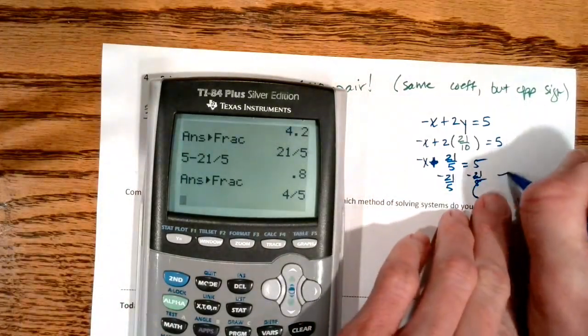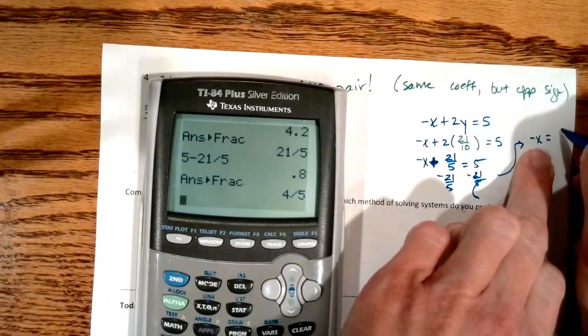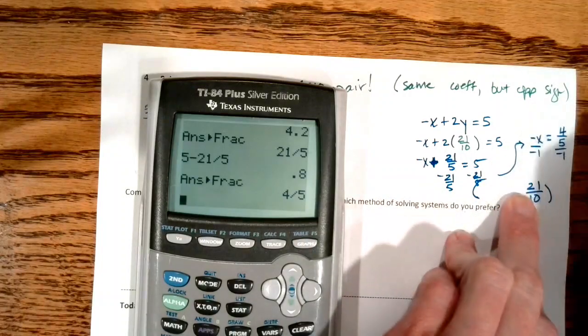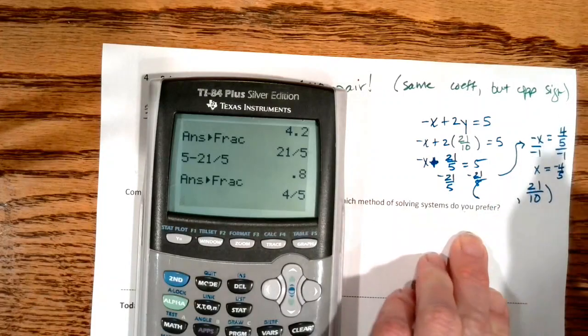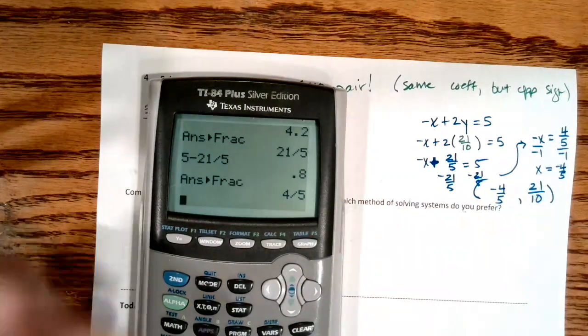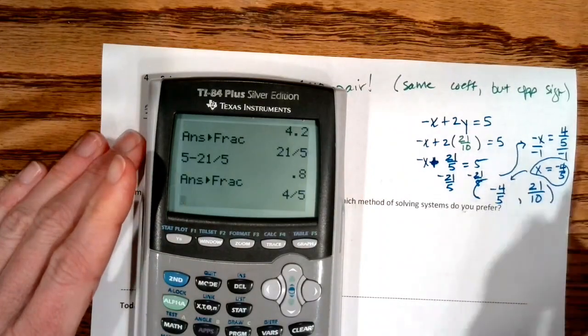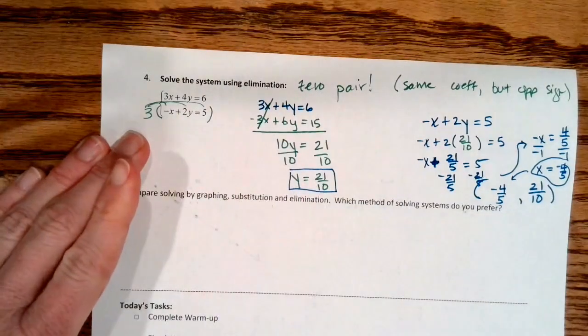So we'll come up here. Negative x is equal to 4 divided by 5. I'll go ahead and divide everything by a negative 1. So my answer is negative 4 divided by 5. Here's my value for x. That's my input. And remember, my value for y is my output.